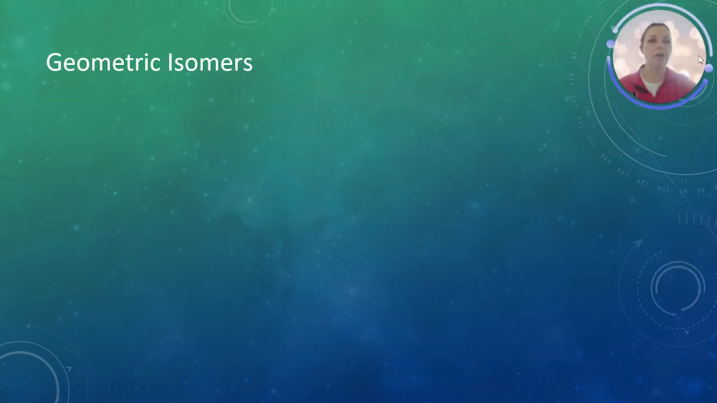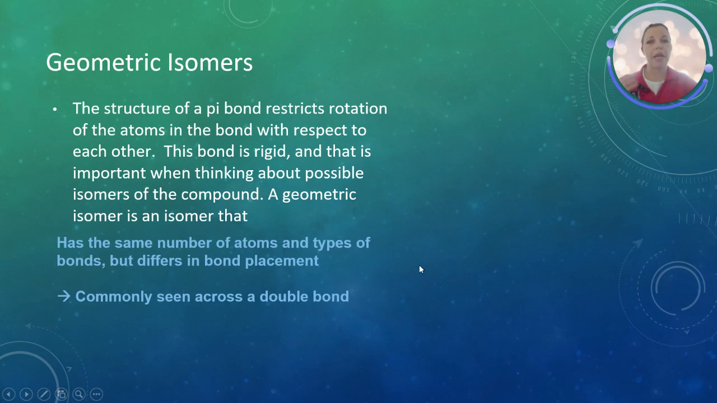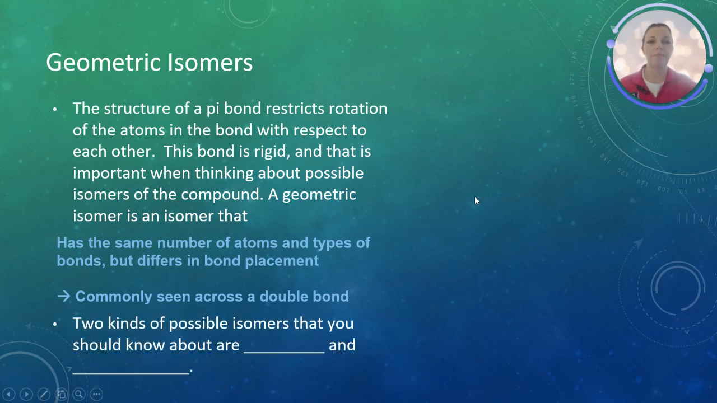All right, so finally I want to talk about geometric isomers. The structure of a pi bond restricts the rotation. When you just have this sigma bond overlapping like that, things can spin. But as soon as you have this pi bond going top and bottom, that makes it rigid. So those can't spin against each other, and that sets up what we call a geometric isomer. An isomer has the same number of atoms and types of bonds, but differs in the bond placement. And we commonly see this across a double bond.